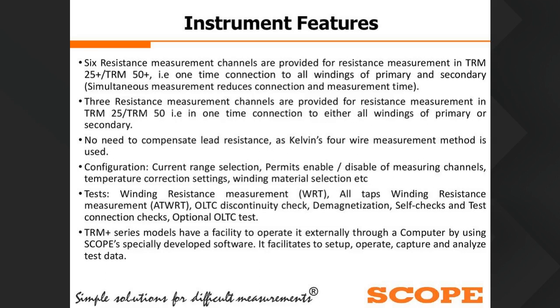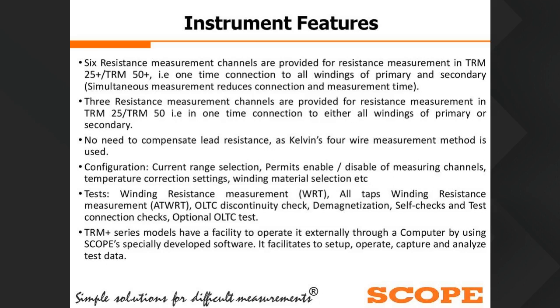Then we have provided different configurations in our instrument, that is current range selection facility. Then we have provided enable and disable of current measurement channels. That is, if there are 3 windings, R, Y, B, the user can decide which winding resistance to measure. So the user only needs to enable this channel, and the remaining channels can be disabled.